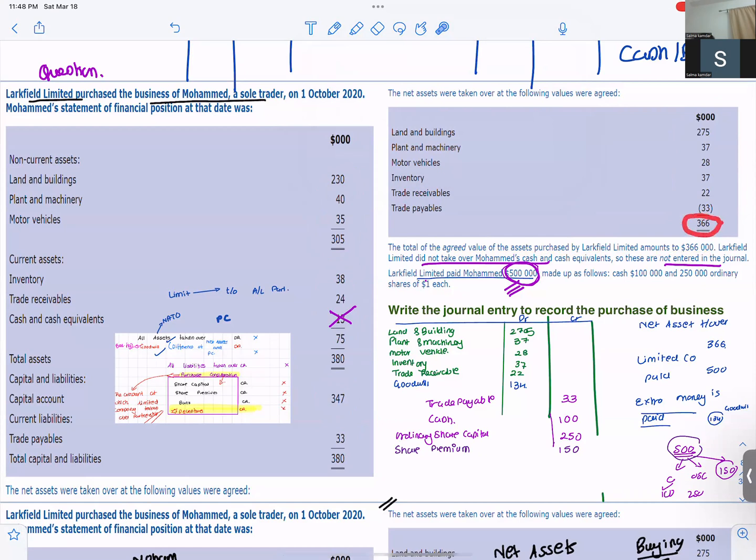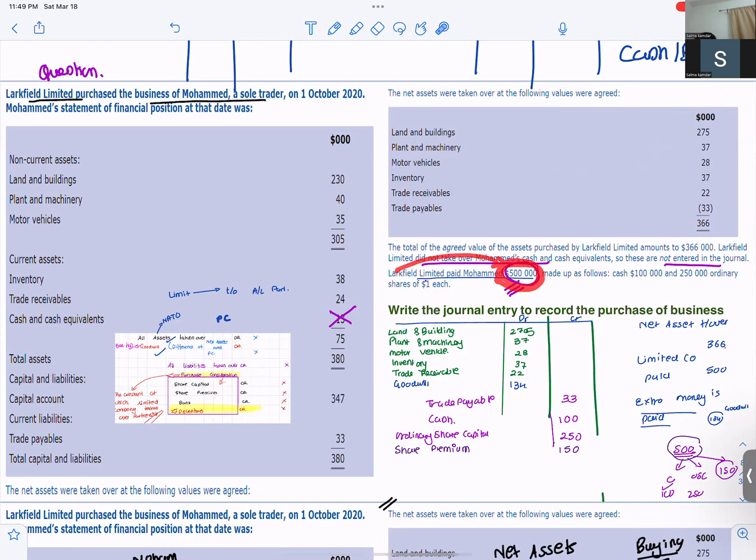The agreed value of the net assets that Larkfield is going to take over is 366,000. Larkfield Limited is not going to take over Mohammed's cash and cash equivalents. That means these are not going to be taken over, so they are not entered into the journal. Larkfield Limited paid Mohammed 500,000. So to take over these assets and liabilities, Larkfield Limited is giving Mohammed 500,000.